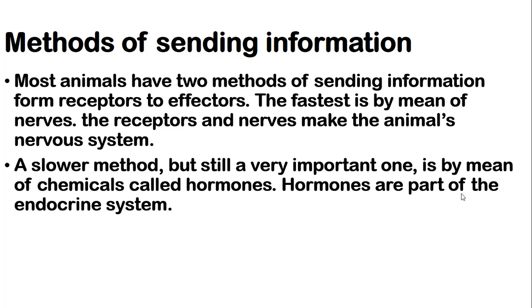A slower method. So nervous communication is the faster way, and the slower method, but still a very important one, is by means of chemicals called hormones. Hormones are part of the endocrine system. Let me explain the term endocrine a little bit more. The endocrine system is the system that produces hormones. Different types of hormones are produced, and different types of hormones have different functions to do.